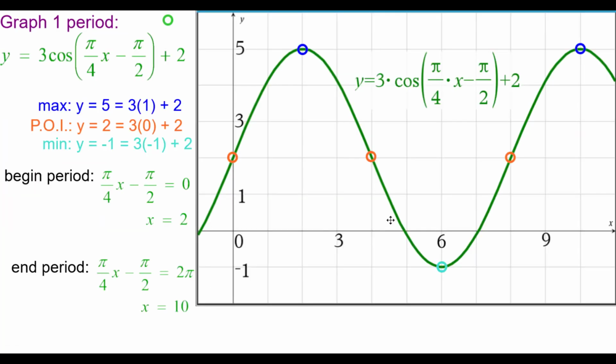And so here is our graph, color-coded, so you can see the max, points of inflection, and so on, how we got the beginning of the period, the end of the period. Okay, so study that, and that's the end of the video.